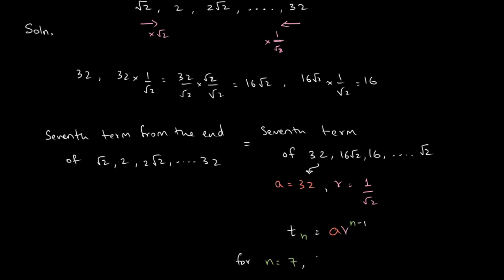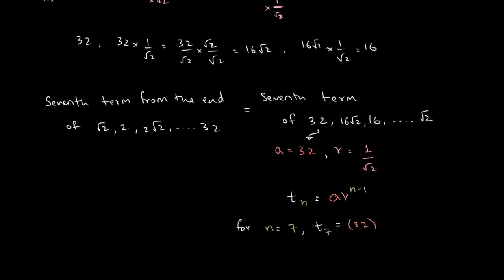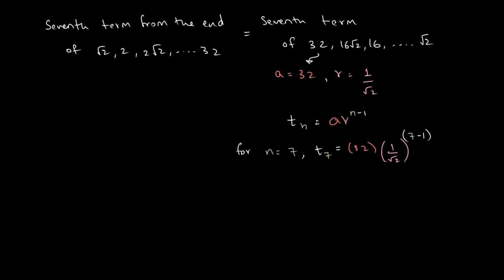So for n equal to 7, T7 would be equal to A, which we know is 32, into R, which we know is 1 upon root 2, and we want to raise this to the power of 7 minus 1, n minus 1, right? Let's simplify this to find the value of the seventh term for this particular geometric progression. So that is 32 into 1 upon square root of 2 to the power 6.